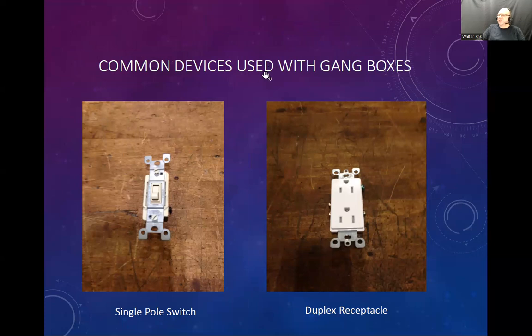All right. Common devices used with gang boxes. Well, here is a single pole switch. Basically, it's a light switch used mostly for the lights. And here would be a duplex receptacle, and you see some of the, they call the Decora. Some of them are square or rectangle, and they come with different face plates or cover plates.